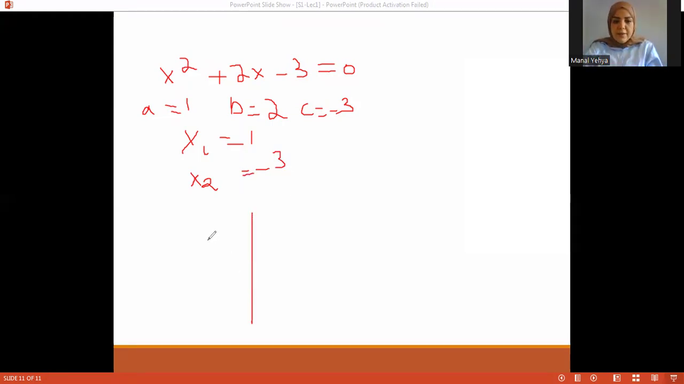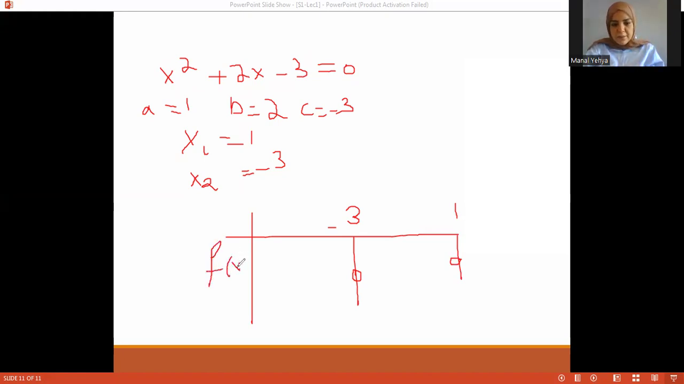And now I need to discuss the sign of this equation. So I draw a table. Last year, we used to put every factor alone. This year, no need to factorize it. You put directly minus 3 and 1 in this way. Both of them are roots. You put here the equation, I think it's called f of x, for example.